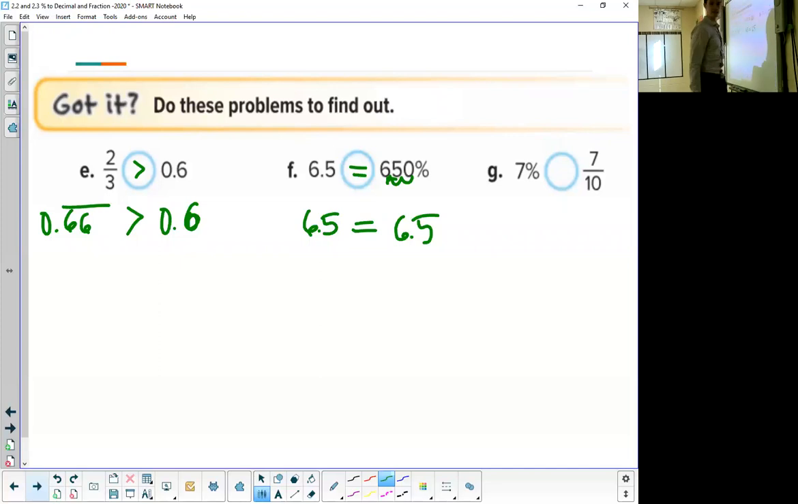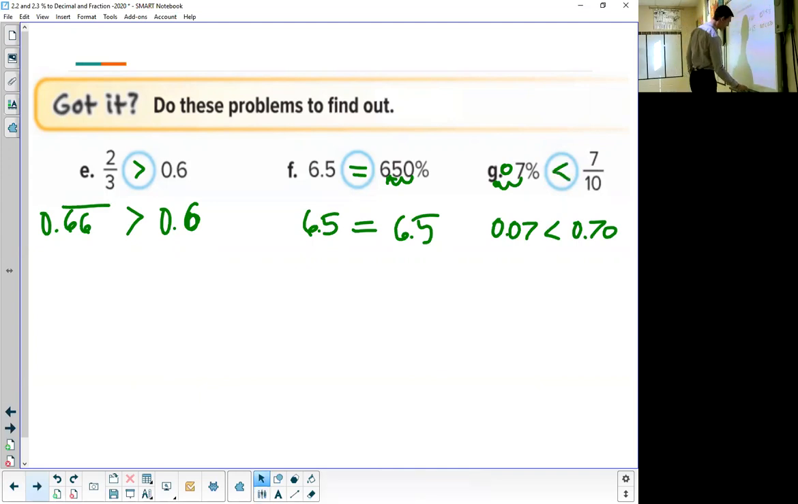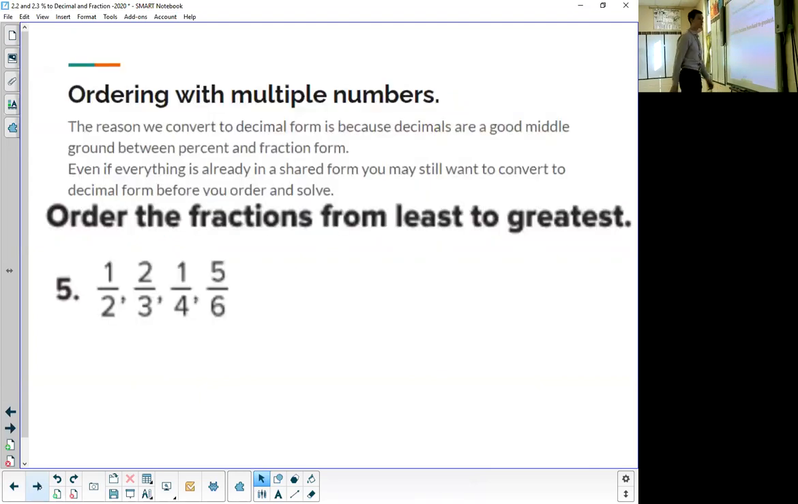And then 7% and 7/10. Well, we can't compare percents and fractions. We need to put them in the same form. We're going to put them in decimal form. The way we'll do that for 7% is we will move the decimal 2 spaces and include a 0, so it's 0.07. And for 7 tenths, we know that 7 divided by 10 is 0.70. So we have 7% compared to 70% essentially, and we know 70% is greater. It has more value. The value is in the tens place, not the hundredths place.